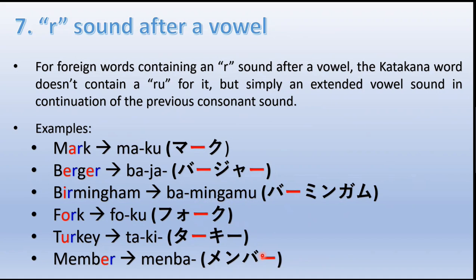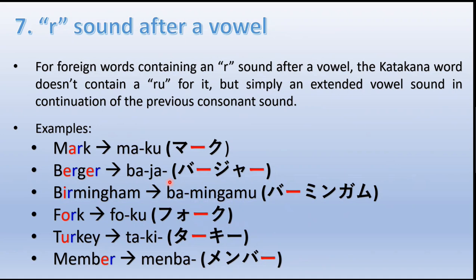So let's see how this works. For example, the word mark. One may think that it will be written as maruku in Japanese, but that is not correct. It will be written as maaku. So as we see here, A is a vowel and after that we have R. In such a case, the vowel sound will get extended and there will not be any character for ru in the Japanese word. So mark becomes maaku.